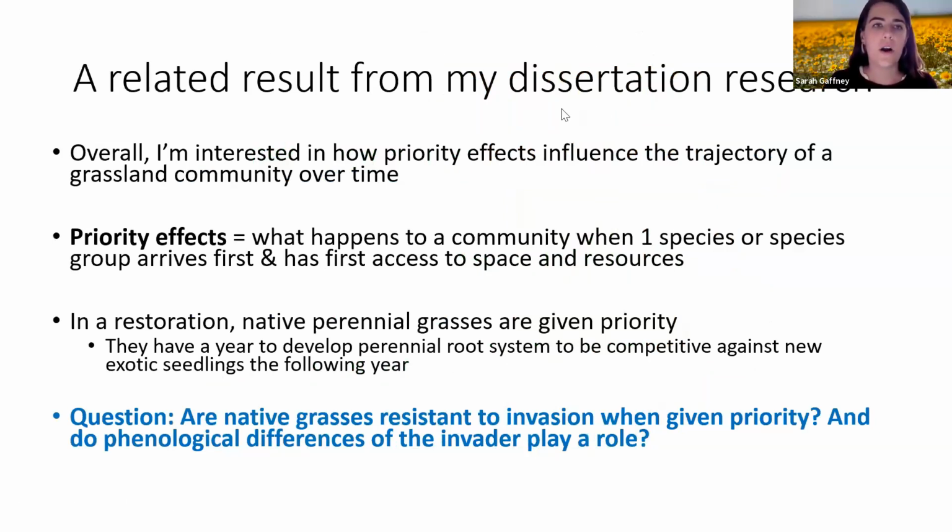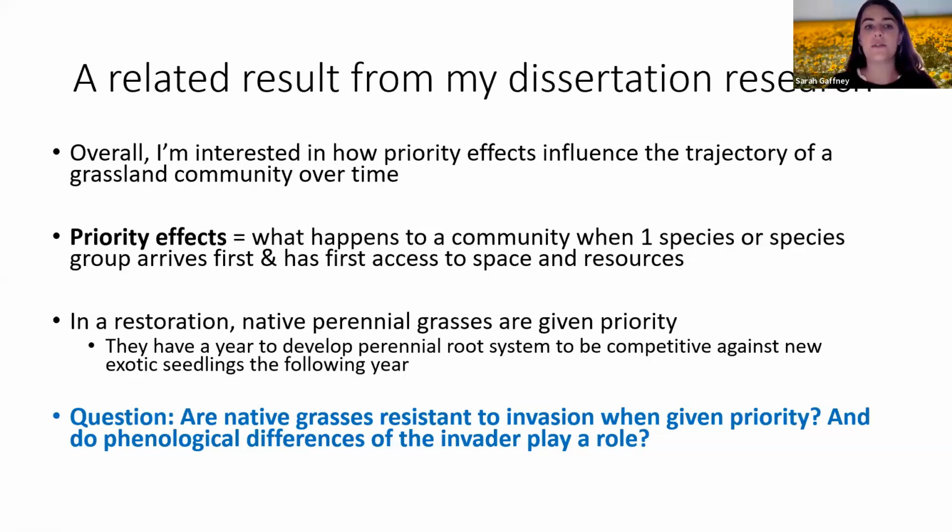Overall, for my PhD work, the jargony statement is that I'm interested in how priority effects influence the trajectory of a grassland community over time. A priority effect is basically just what happens to a grassland community if the identity of the first species that arrives matters to what the future grassland composition is going to look like. So if one species gets to a space first, will that determine what species are going to be able to come in and invade later on?